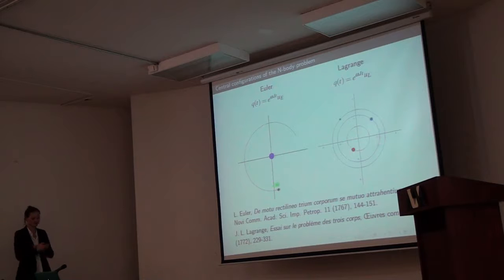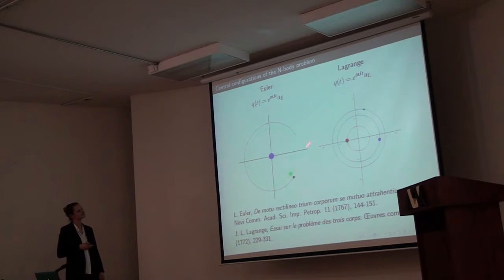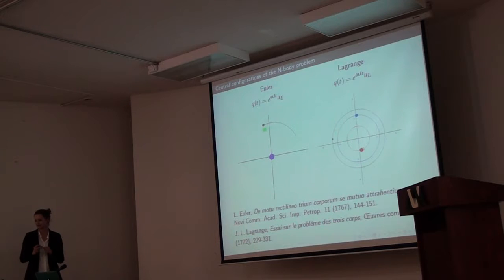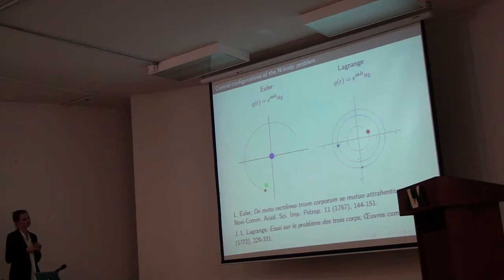You can see that at any time, if you stop the animation, the shape created by the particles is the same. It's always a straight line. So this means the shape created, the configuration, is like a straight line, they are central configurations, and we start to rotate this configuration, and this will be a solution for the three-body problem.